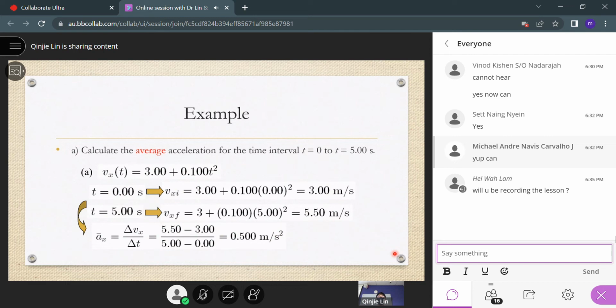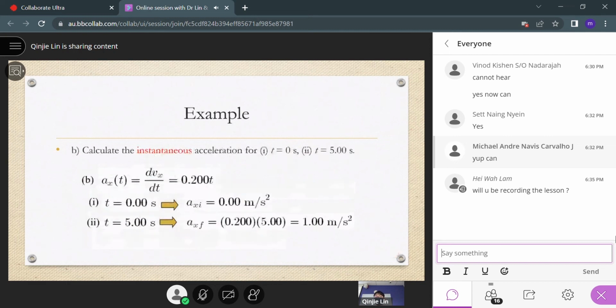Okay, any questions? Should be okay. Then part B, calculate the instantaneous acceleration at 0 and 5. To calculate instantaneous, we first need to go and differentiate, because for instantaneous, we need to know it at a particular time. They give the velocity equation. You differentiate the velocity equation, you can get another equation which describes the acceleration. So that's why the first step is to go and differentiate.